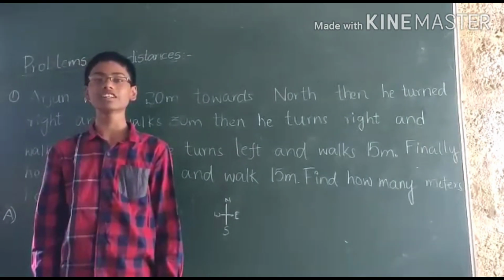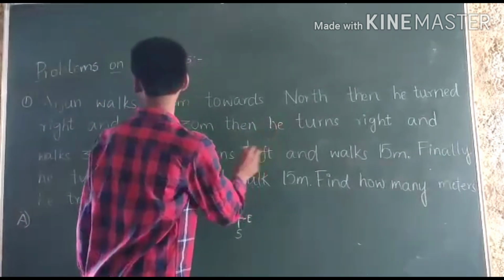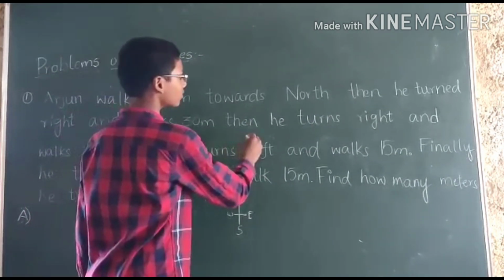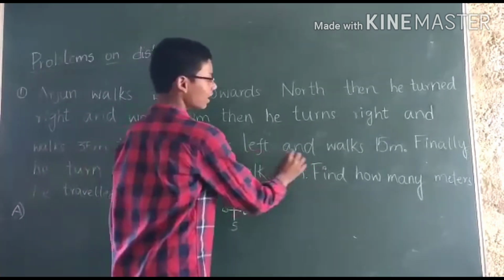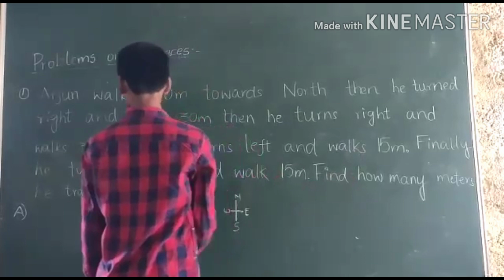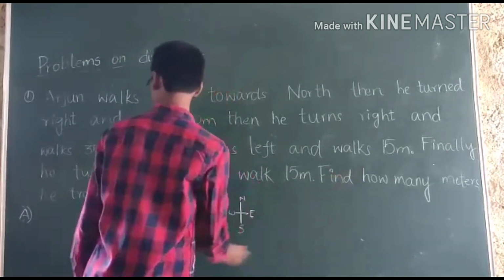Some problems based on distances. Arjun walks 20 meters towards north, then he turns right and walks 30 meters, then he turns right and walks 35 meters, then he turns left and walks 15 meters. Finally he turns to left and walks 15 meters. Find how many meters he travelled.